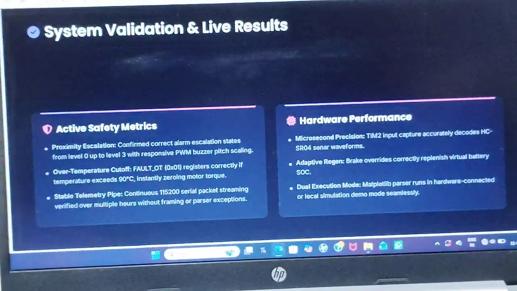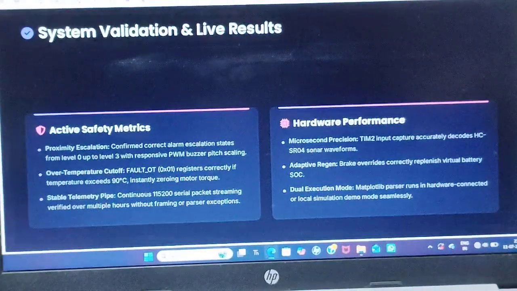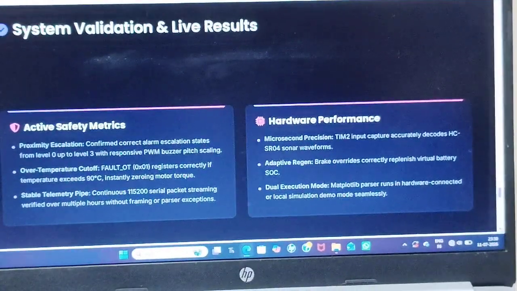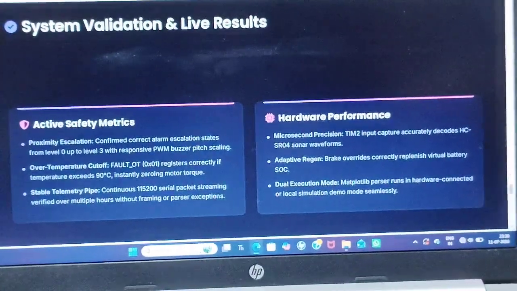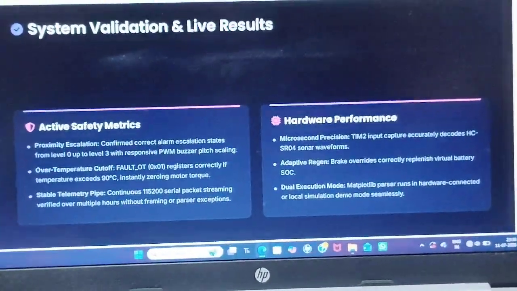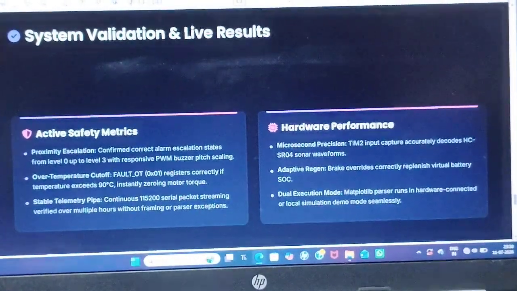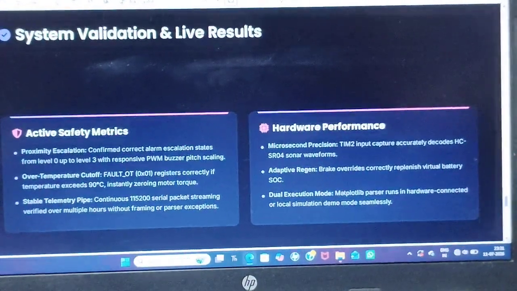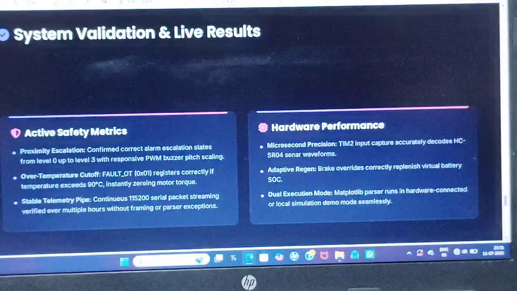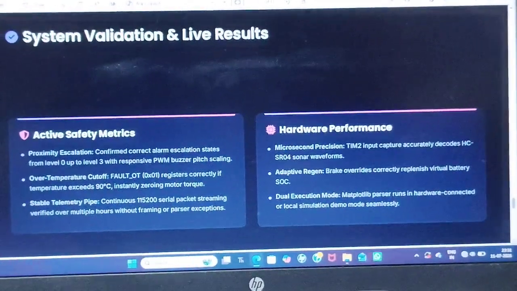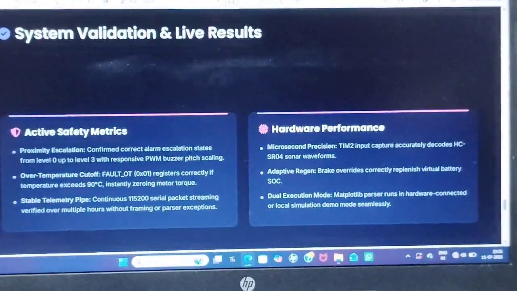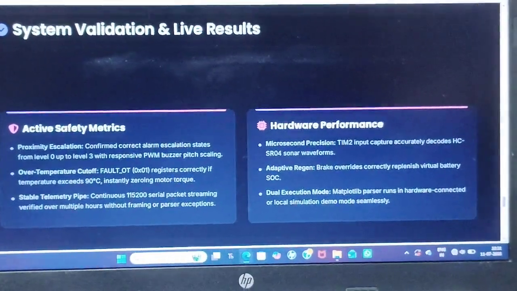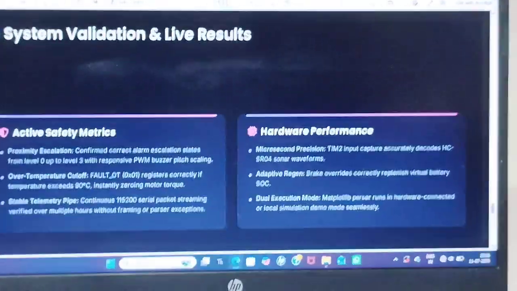System validation and live results. Active safety matrix: proximity escalation confirmed correct alarm escalation from level 0 to level 3 with responsive PWM buzzer pitch scaling. Over-temperature cutoff: the fault register correctly triggers if the temperature exceeds 90 degrees Celsius, instantly reducing motor torque. Stable telemetry pipe: continuous 115,200 serial packet streaming, verified over multiple hours without framing or buffer exceptions.